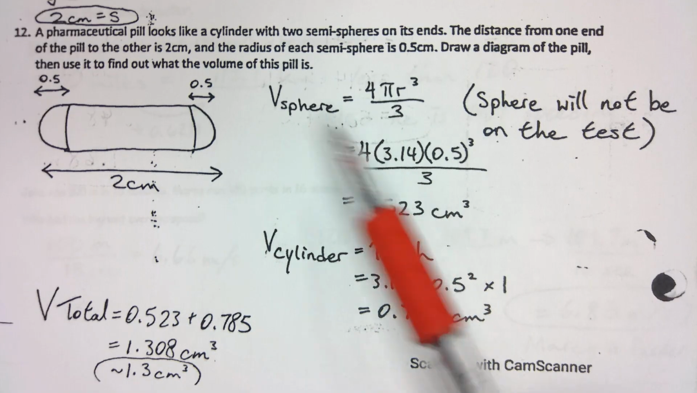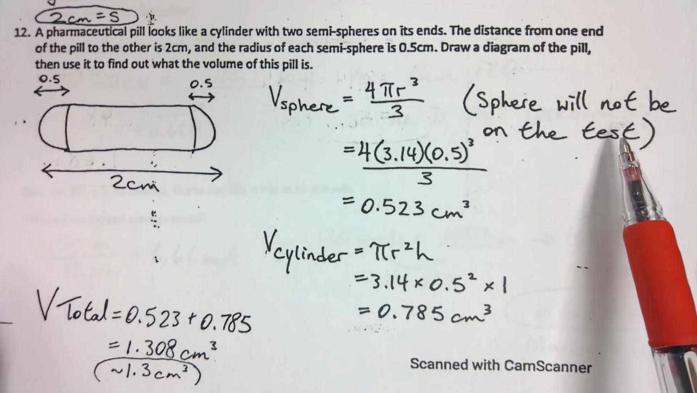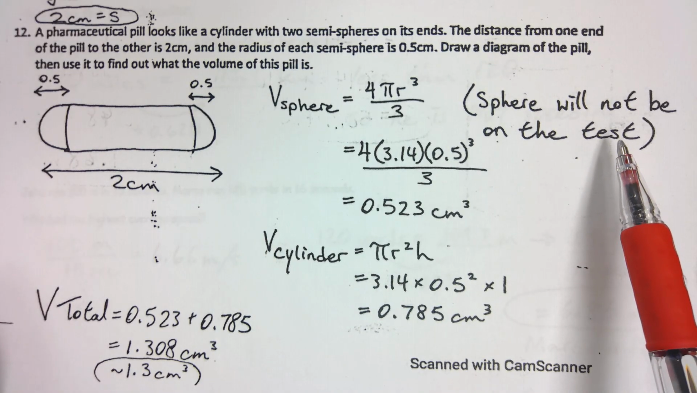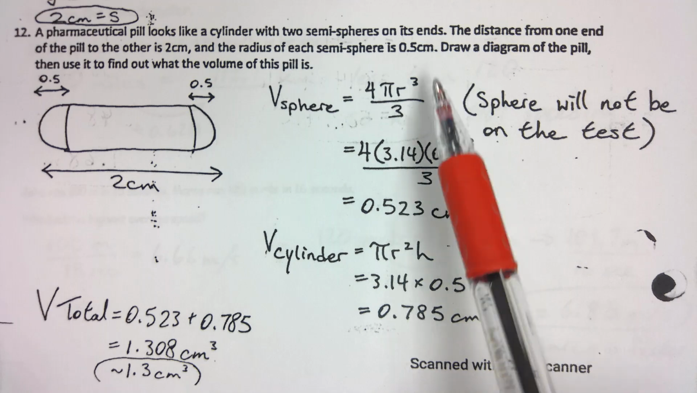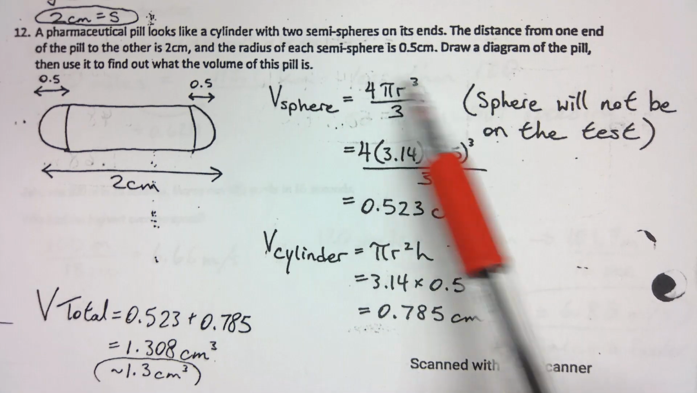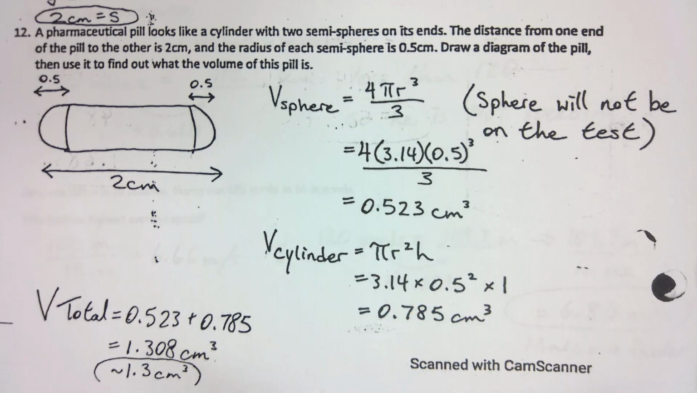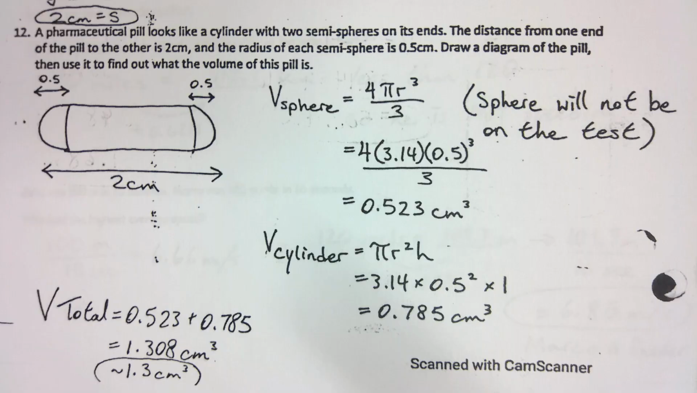Okay, so oh yes, spheres will not be on the test because they took it out of the curriculum and they put it in grade 8. So if you did that in grade 8, yay. If not, it's just actually one extra formula. So this is the formula for a sphere. Do you need to know it? No. Yeah, it's not in the curriculum anymore.